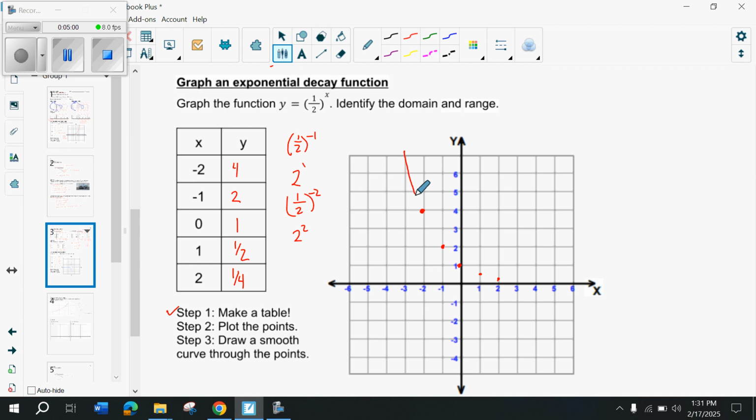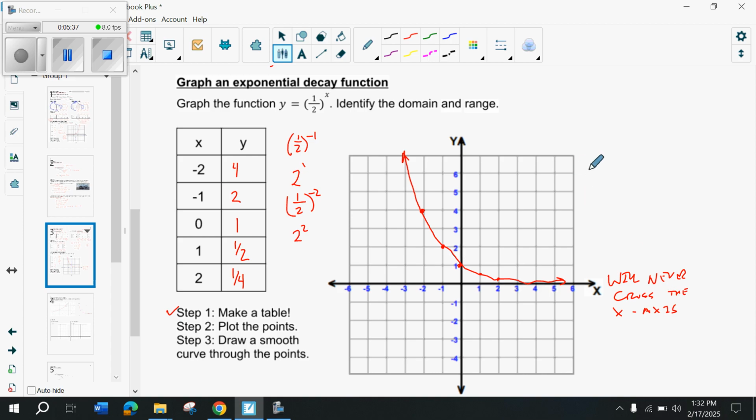Now my function looks something like this, and then like this. And will this ever cross the x-axis? If you think about it, as my x values increase, is the y value ever going to be negative? No, it's just going to be a smaller fraction. So, once again, it will never cross the x-axis.